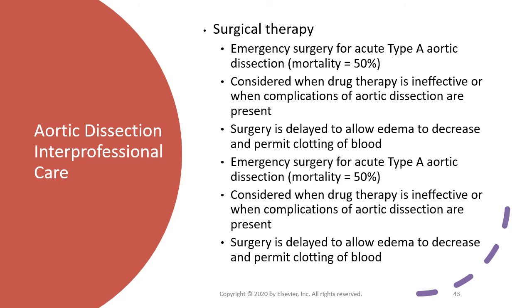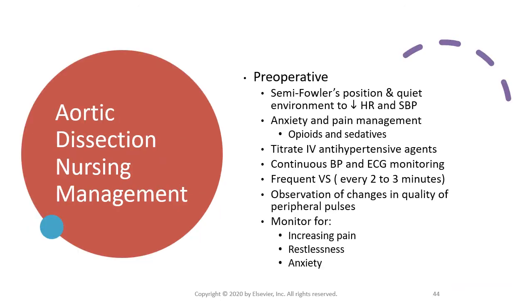Preoperative nursing care includes keeping the patient in bed in a semi-Fowler's position and maintaining a quiet environment. These measures help keep the heart rate and systolic blood pressure at the lowest possible level that maintains vital organ perfusion, typically a heart rate less than 60 beats per minute and a systolic blood pressure between 100 and 110. Be sure to give the opioids and sedatives as ordered. We want to manage pain and anxiety because they can cause elevations in heart rate and systolic blood pressure.